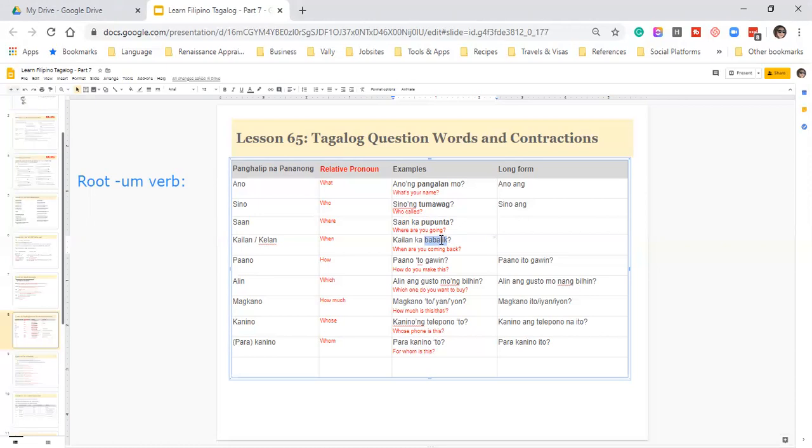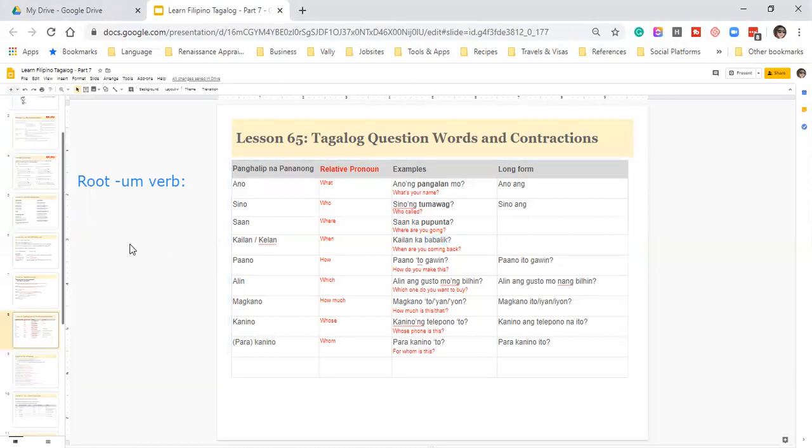Can you move the cursor? Oh, sorry. No, it's okay. Bumabalik, babalik. And that's it. Bumalik is infinitive and past is the same, right?